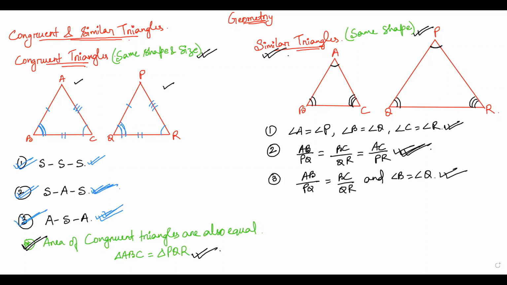In a similar way, if AB upon PQ is equal to AC upon PR and angle A is equal to angle P, then also these two triangles can be termed as similar triangles. So, if the three angles of one triangle are respectively equal to the three angles of the second triangle, or if the three sides of one triangle are proportional to the three sides of another triangle, or if the two sides of one triangle are proportional to the two sides of the other triangle and the included angles are equal, then the triangles are said to be similar triangles.